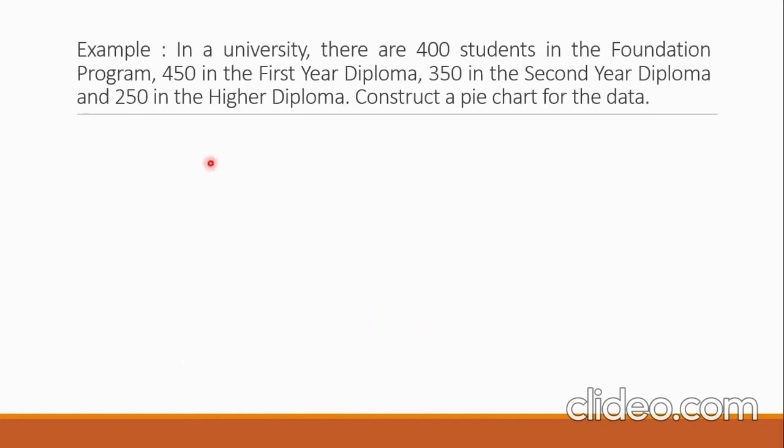Let us see one example here. In a university, there are 400 students in the foundation program, 450 in the first year diploma, 350 in the second year diploma, and 250 in the higher diploma. Construct a pie chart for the data.